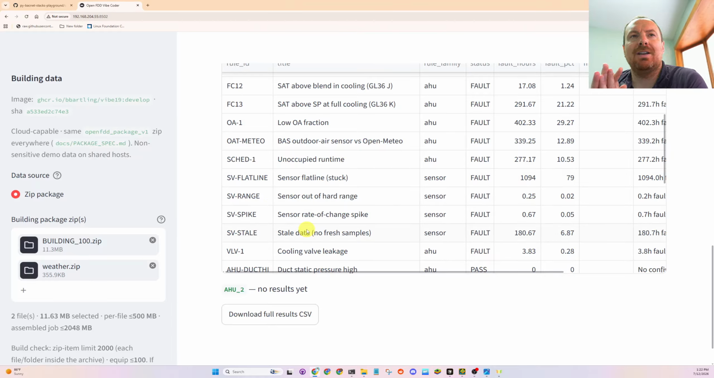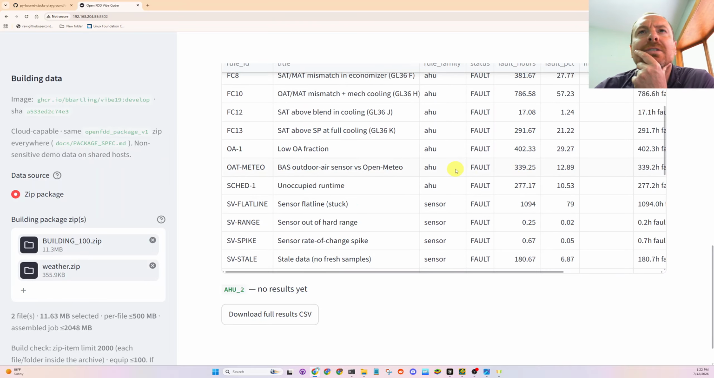So I'm not going to pay too much attention to flatlined sensor data or sensors that are reading out of range, but we have the fault there for it. We did record a couple faults for that, fault hours. This is one where it's the BAS outside air temperature versus Open Meteo fault. If they're not within 5 degrees of each other by default, we start recording it as a fault.